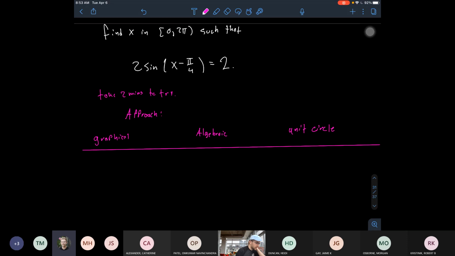Maybe I can ask, can anybody give me a good first step for the graphical approach of solving this equation? How do I interpret this equation graphically?